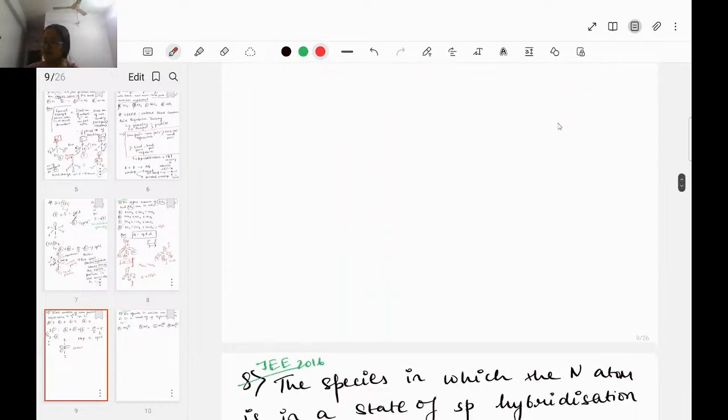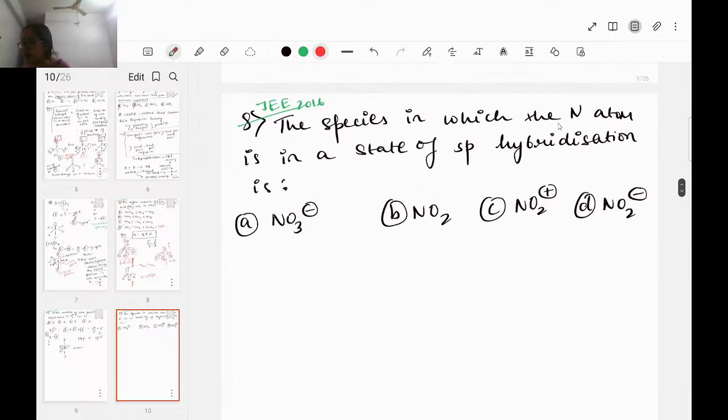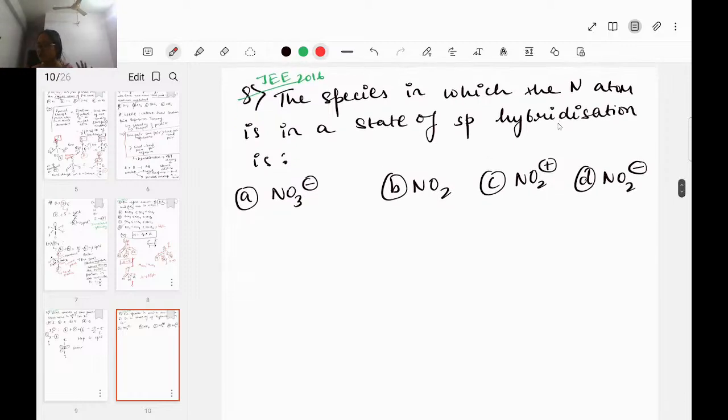Okay. So now the next question, it came in JEE 2016: the species in which the N atom is in a state of sp hybridization is NO3 minus, NO2 plus, NO2 and NO2 minus. So how will you again understand? You don't have to draw the complicated Lewis structure. Just follow the VSEPR trick I have taught you.